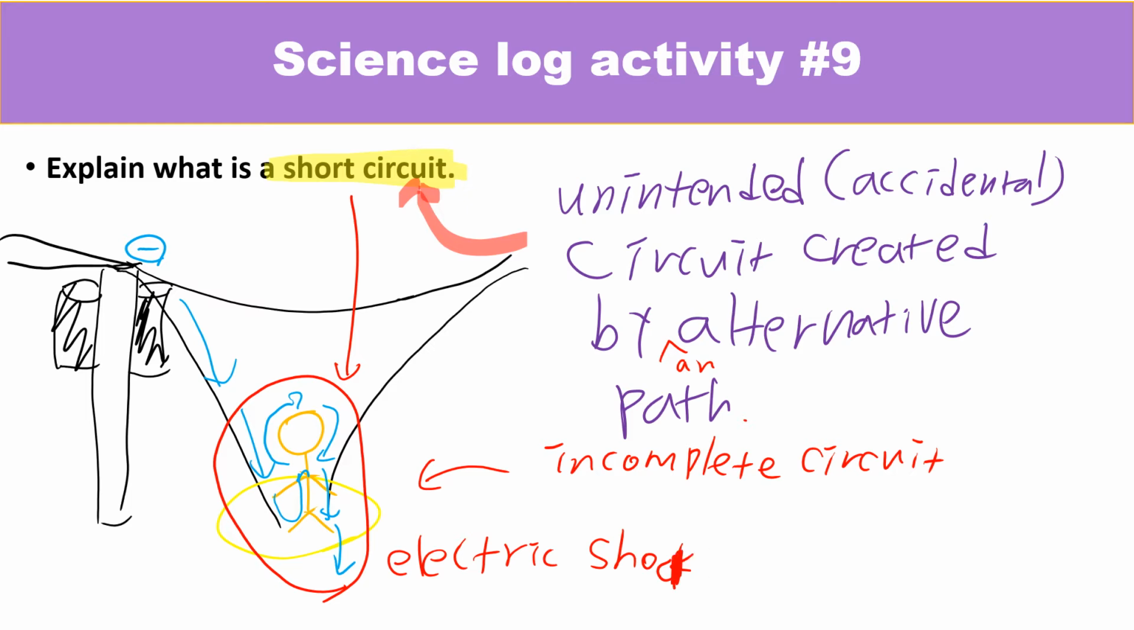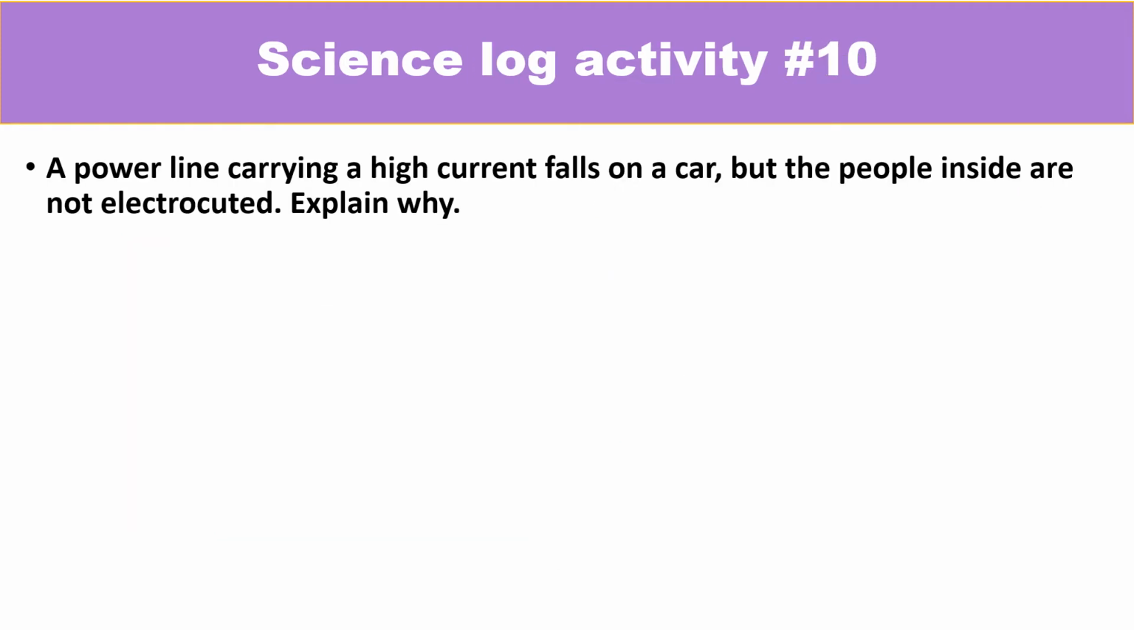I cannot write today. There you go. This question is an important one. A power line carrying a high current falls on a car, but the people inside are not electrocuted, aka safe.